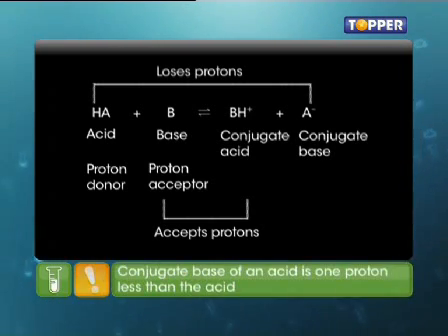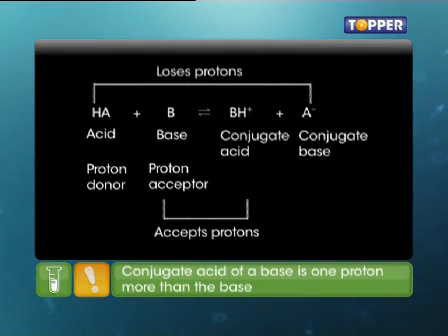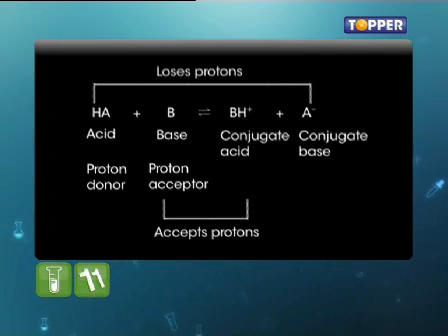Remember, the conjugate base of an acid is one proton less than the acid, and the conjugate acid of a base is one proton more than the base. As far as the equilibrium is concerned, it moves in the direction of formation of the weaker acid and weaker base, because the stronger acid donates a proton to the stronger base. This means that if HA is a stronger acid than BH+, then HA will donate protons and not BH+. Thus, the solution will mainly contain BH+ and A- ions.